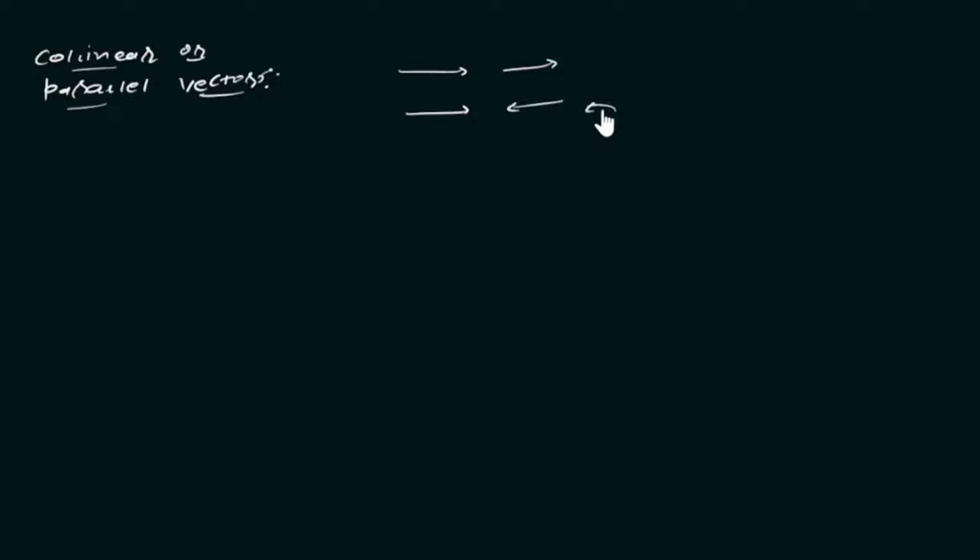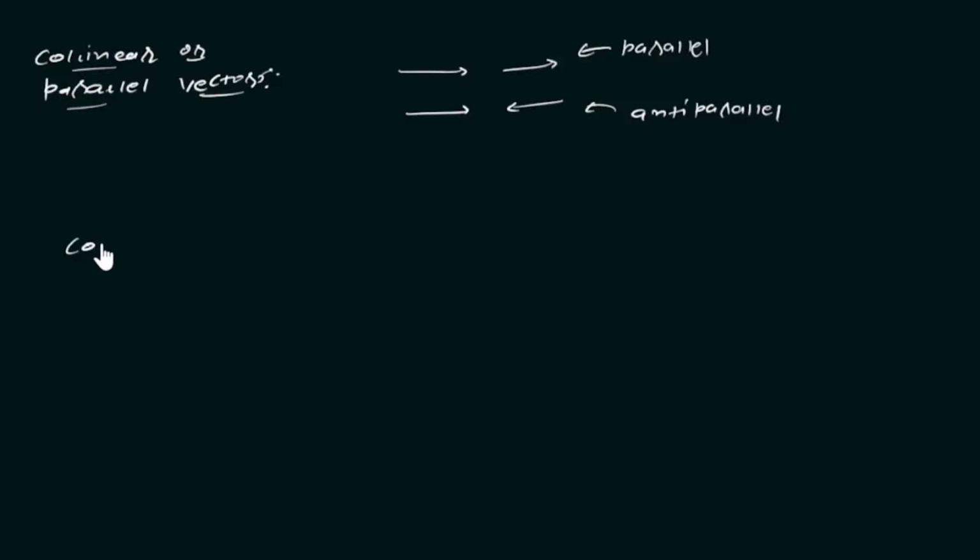Now we have collinear or parallel vectors. In collinear or parallel vectors, if both vectors have the same direction, they are known as collinear or parallel vectors. If one vector is opposite, then they are unlike or anti-parallel vectors. These are anti-parallel. These are parallel vectors.